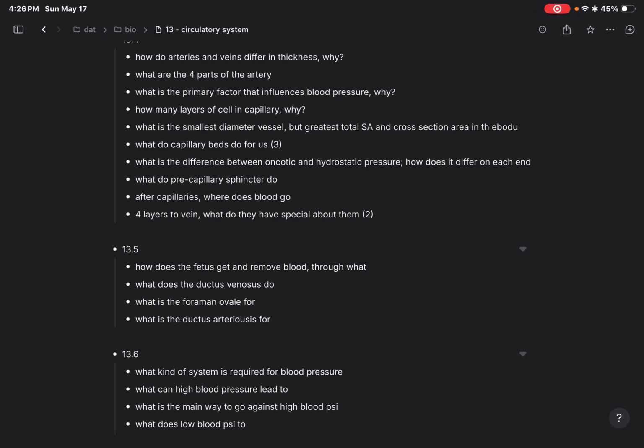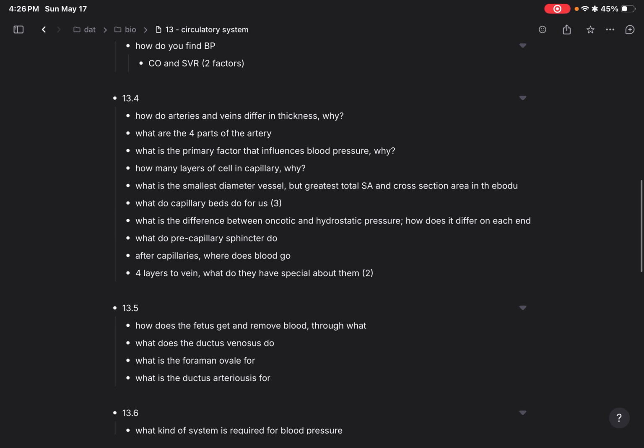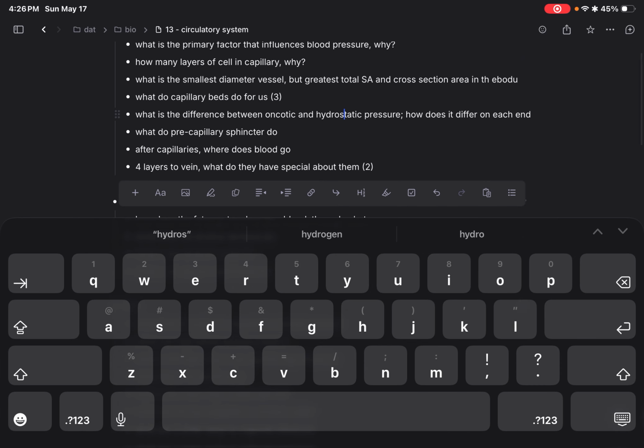Wait, what are capillary beds? I really don't remember. Okay, so they regulate exchange, they filter, and they do nutrient delivery. I feel like it was different in the video, but I will perhaps look into that.